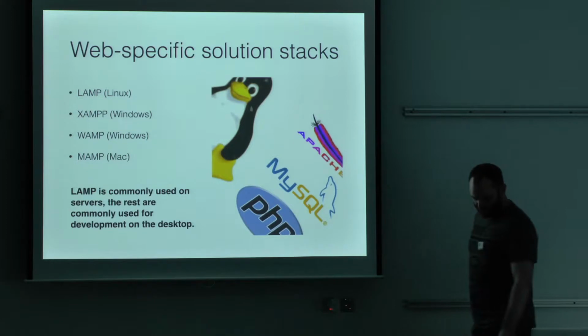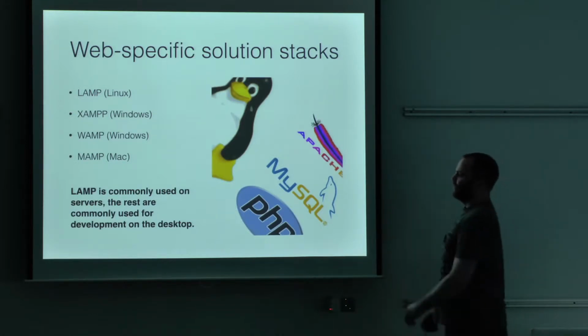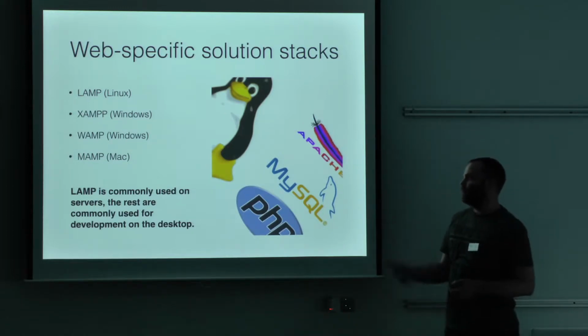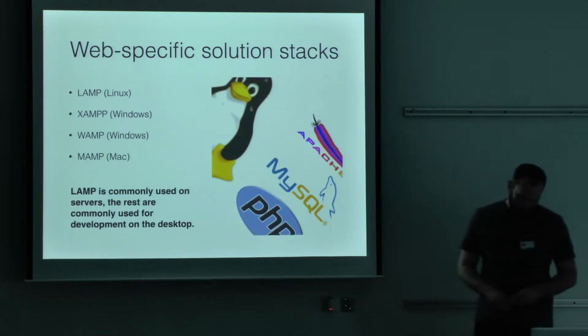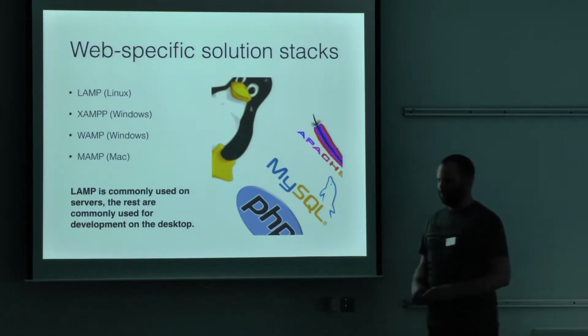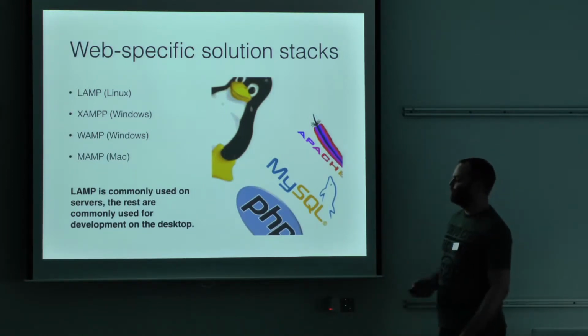Okay, a bit of an introduction then. Web-specific solution stacks. Whenever you create a website, you host it somewhere, whether it's your own local system or on a remote server. You're generally hosting on one of these stacks: LAMP, XAMPP in Windows, WAMP in Windows, MAMP on Mac. LAMP is commonly used in servers, the rest are commonly used for development on the desktop. Some people will host sites using XAMPP or WAMP on Windows in hosting environments, but it's very, very uncommon. They're generally used for development.